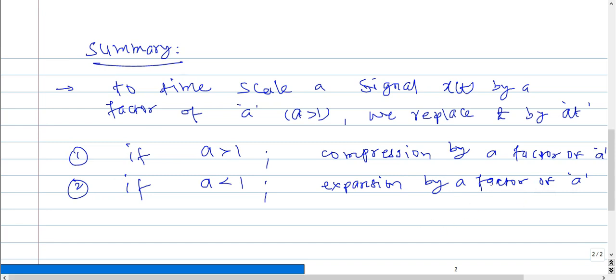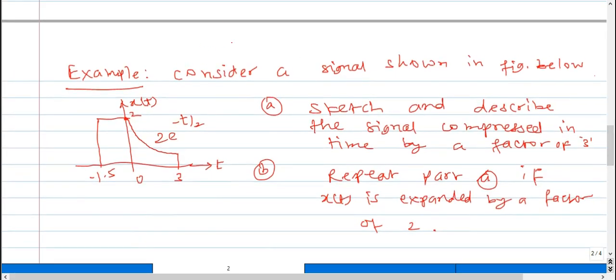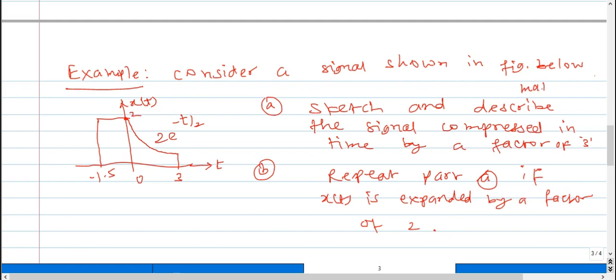Now let us see an example. So this is the problem, and we are asked in part A to sketch and describe the signal compressed in time by a factor of 3. And repeat part A if x of t is expanded by a factor of 2; we have to describe it mathematically. So let us solve this problem.